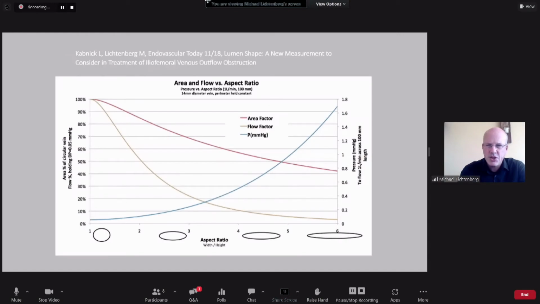This is the publication from first of all Lowell Kapnik and myself, which we published on that. So you see here on the lower part the aspect ratio. Aspect ratio of 2 means a significant increase of the pressure gradient within the stent. You see a significant reduction of the flow factor with an aspect ratio of 2 and an area factor. And these are the technical reasons why stents will reocclude.